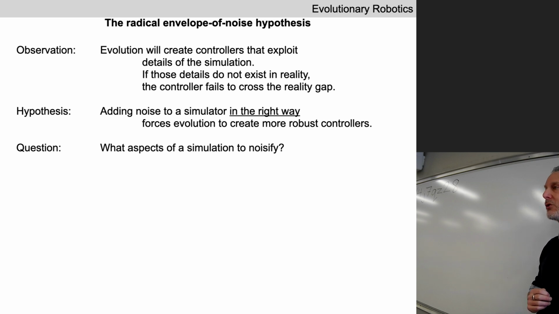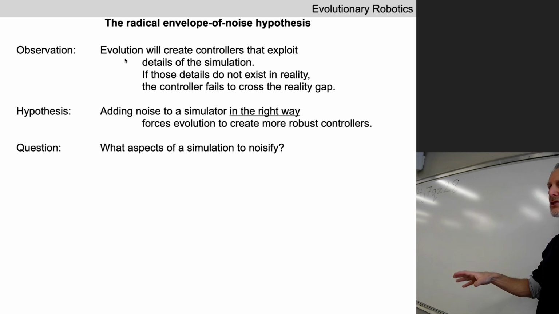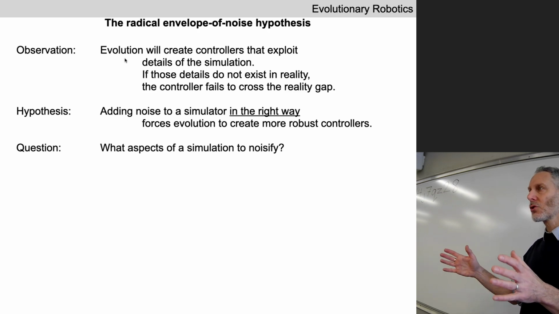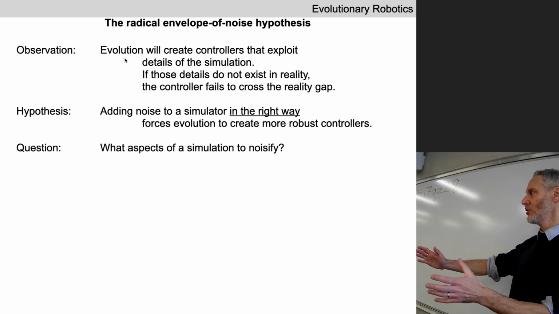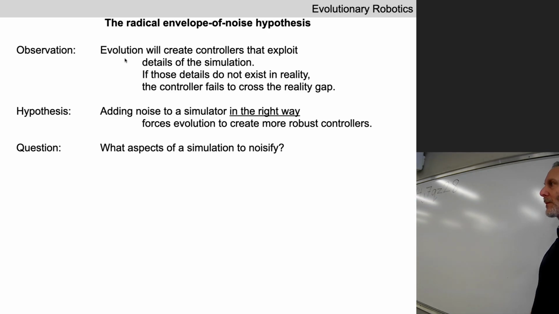So maybe we noisify the strength of the motors, causing evolution to try and find controllers for the robot that are a little bit robust. It doesn't matter too much if the motors are a little bit stronger or weaker. That controller will still reliably produce forward motion. Well, the thing in reality that would be noisy is the sensors.